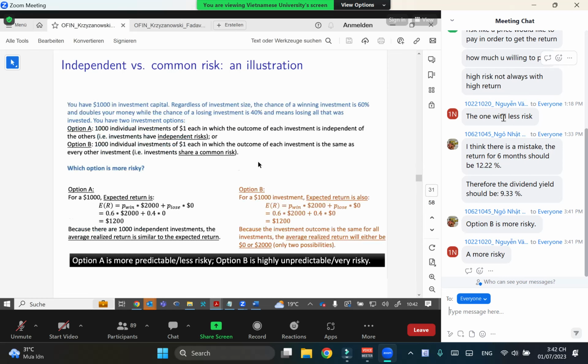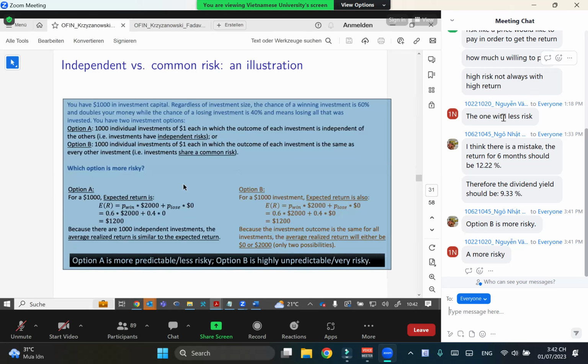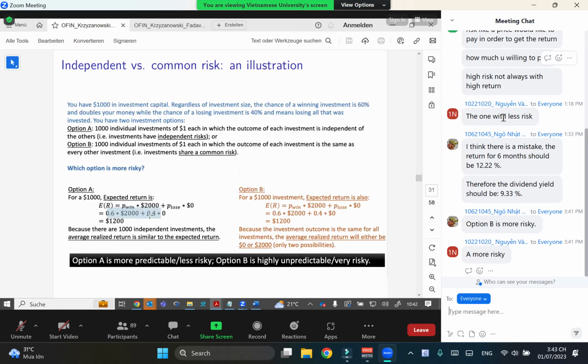So what you see here is the summary of what you saw before, just put together in a more compressed way. Well, let's start with the expected return. The expected return for both options would be the same. You would get in 60% 2,000 and in 40% 0, right? Because in option A with the 1,000 individual stocks, you would for each of those 1,000 tickets play 0.6 times 2 plus 0.4 times 0, and this is a 1,000th of the whole investment. So you would do it for all of them. Your expected return in both cases would be 60% times 2,000 plus 40% times 0. So the expected value for both is 1,200.